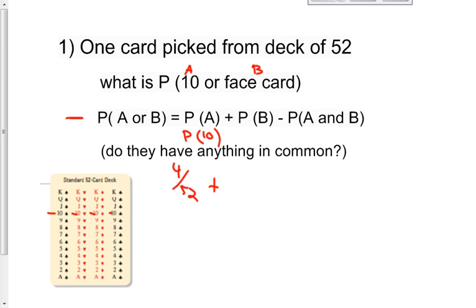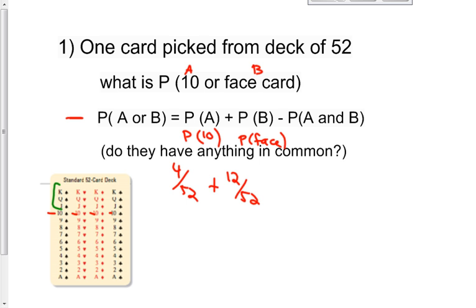Plus, now I'm going to go to event B. Event B is the face card. What's the probability that I will draw a face card? Face cards, remember, are the Jack, Queen, and King. So that would be this set right here, Jack, Queen, and King. There are 3 from each suit, so we have 3, 6, 9, 12 face cards. 12 out of 52 face cards.